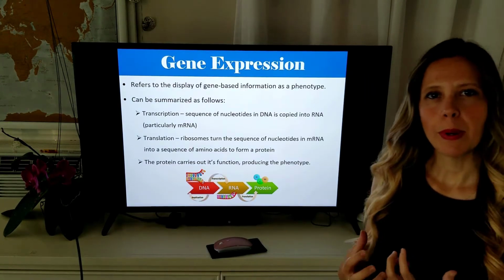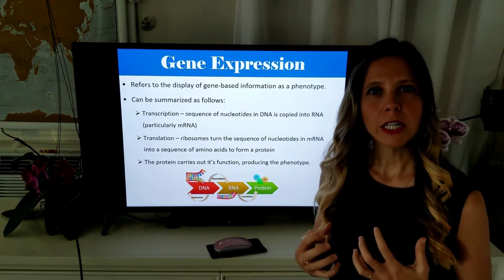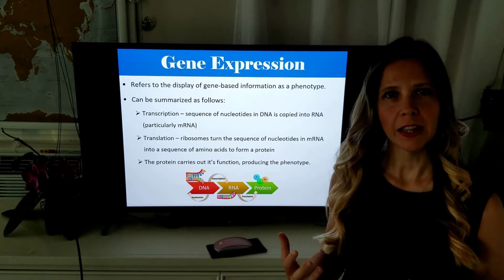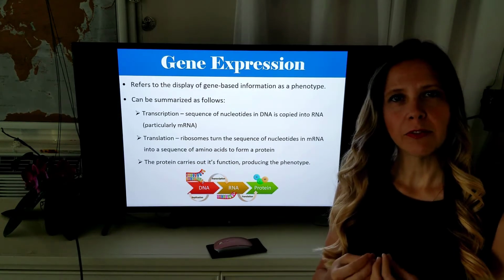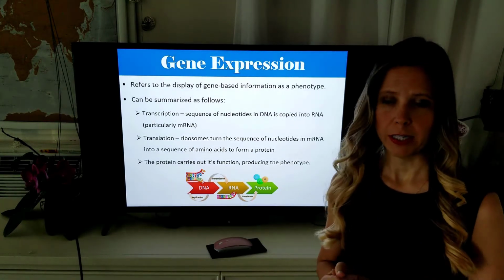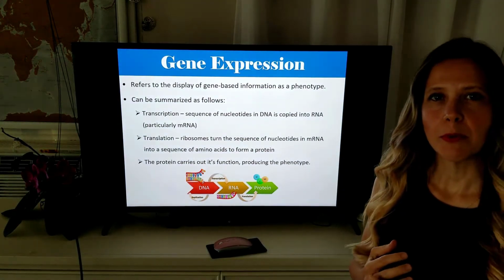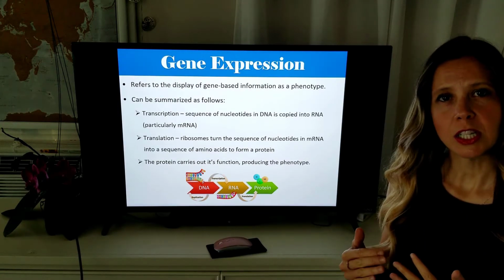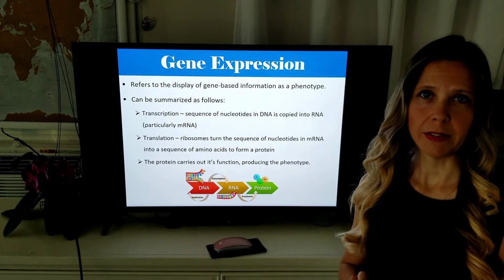So what do we mean by gene expression? Well, gene expression refers to the display of genetic information in the phenotype. So seeing that information that is locked away in the DNA outside as a trait. And gene expression can be summarized into 3 steps: transcription, translation, and then protein activity.